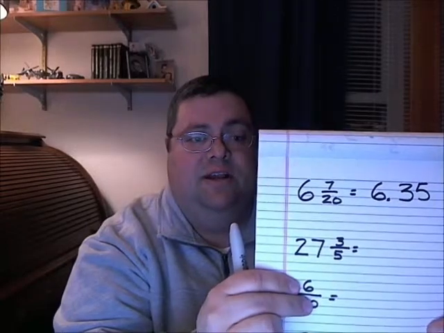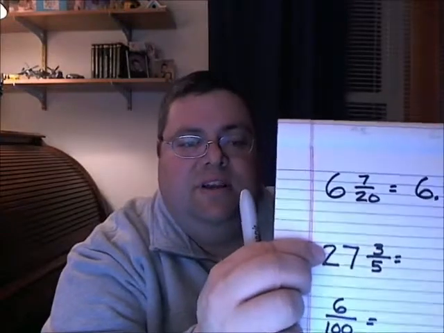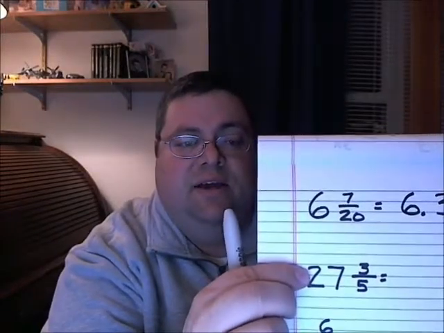So hopefully if you did this correctly, you came up with 6 and 35 hundredths. Let you check it right now. That 35, of course, comes from the 5 I multiplied the 20 by. Remember, whatever I do to the denominator must be done to the numerator. Let's try another one. 27 and 3/5. I'll give you a moment to copy that, and I'll give you a moment to hit pause right now.